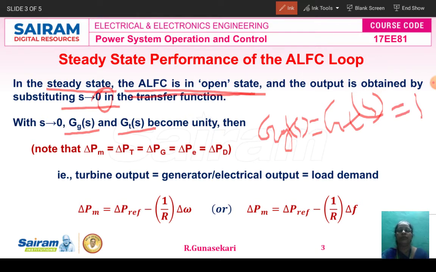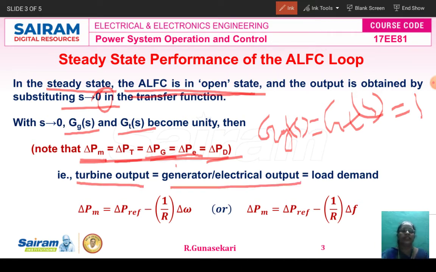Okay, now you remember del Pm, the mechanical power, that is the turbine output, is equal to del Pt, the turbine input, which is equal to del Pg, the generator output, then del Pe, the generator electrical output, which is equal to del Pd, the load. All are equal. So now the turbine output equals the generator electrical output, which equals the load demand, that is del Pd.